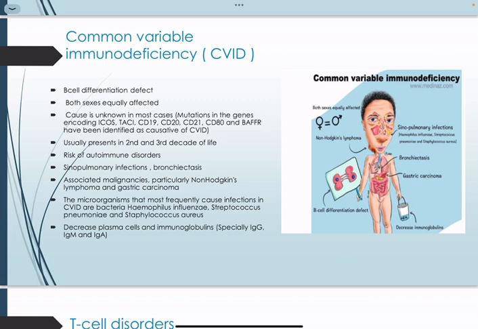So looking at the diagram, just to consolidate the information. Both sexes are equal, as you can see. She's got pulmonary infections. As a result of bronchiectasis, she has a high risk of having gastric carcinoma, and she's carrying a pot with very minimal immunoglobulins, so she's got decreased immunoglobulin levels.